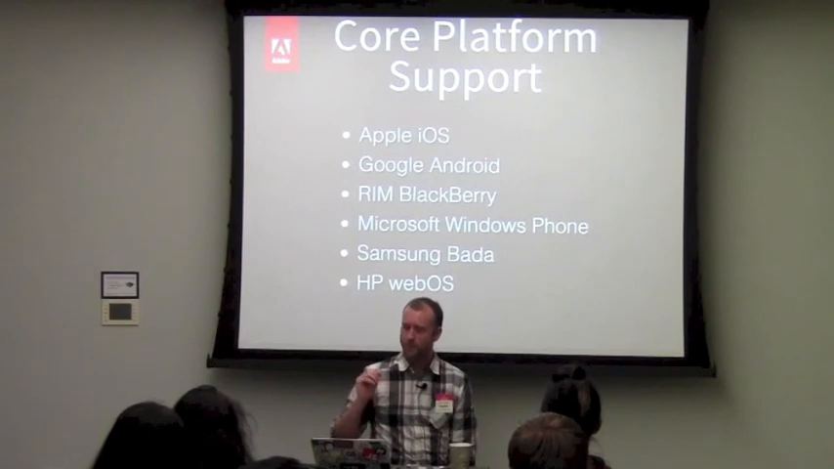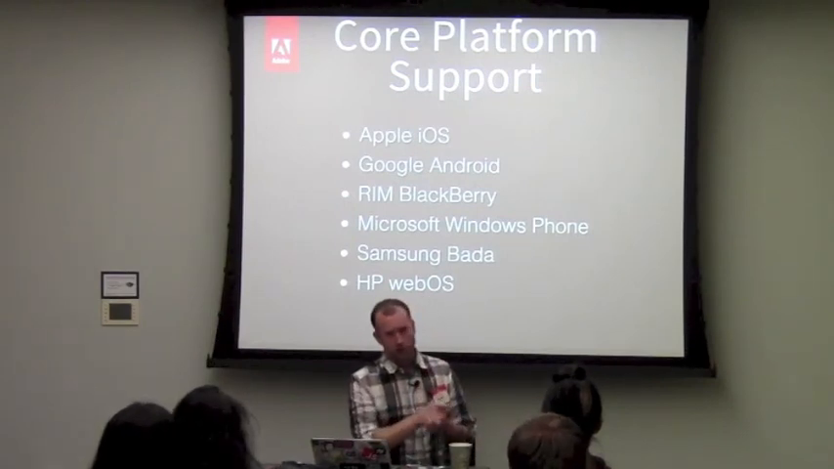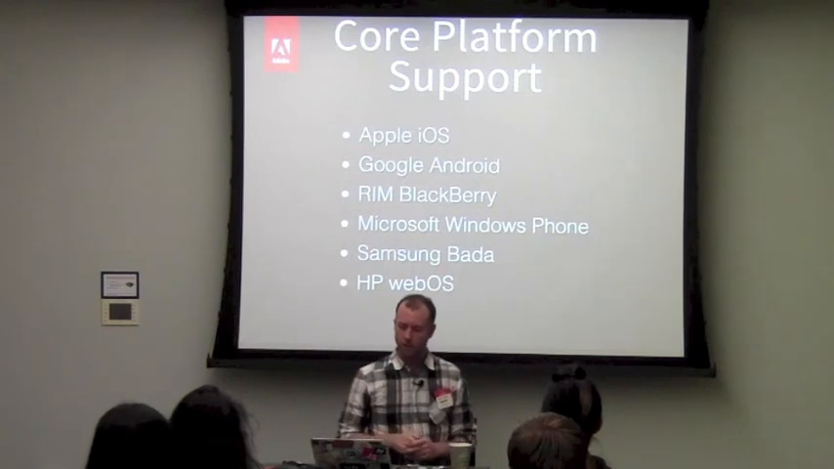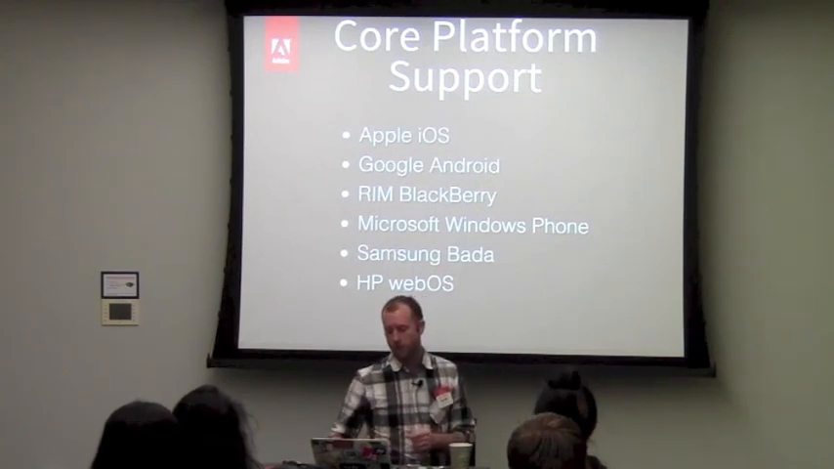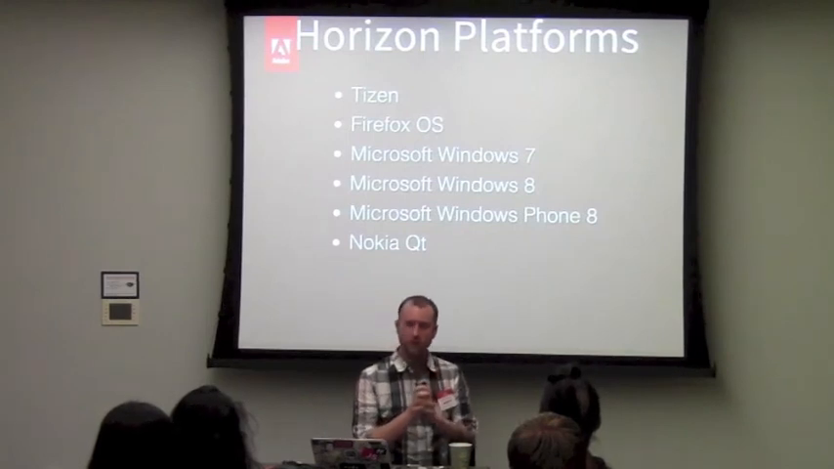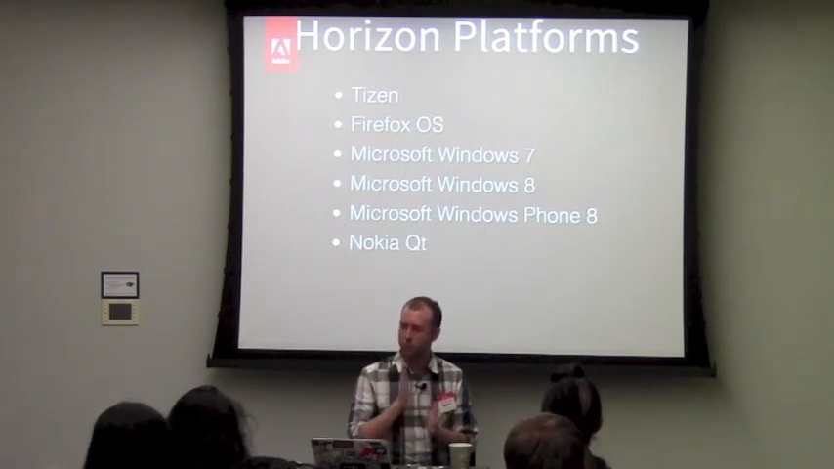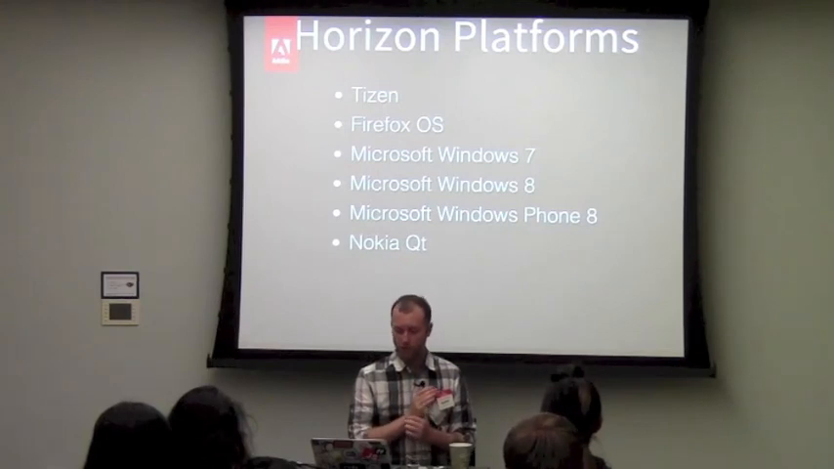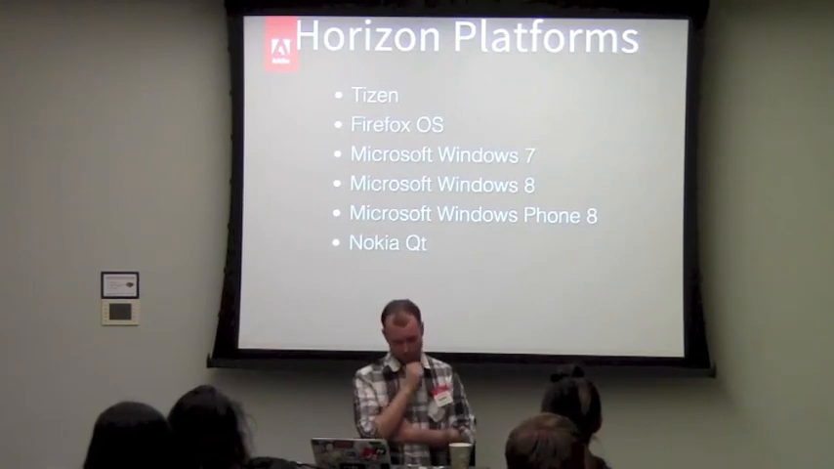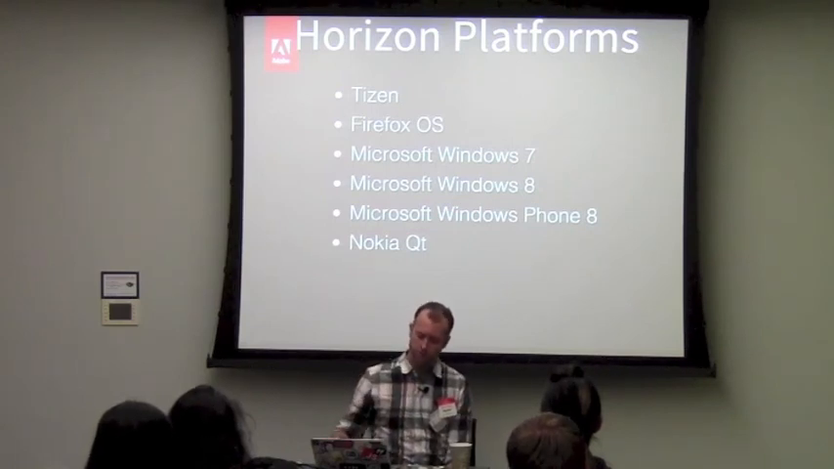So back to PhoneGap. Today we support these platforms as what we call core platforms, including WebOS. We actually have an HP committer who's keeping on top of that. We have what we're calling horizon platforms. We are actually already shipping at Apache, but not in the main distribution. So Tizen's implemented, Firefox OS we have a shim, and we're working with the Mozilla guys. Windows 7 we've already added to the core platform. Windows 8 is coming in our next release, and Windows Phone 8 as well.